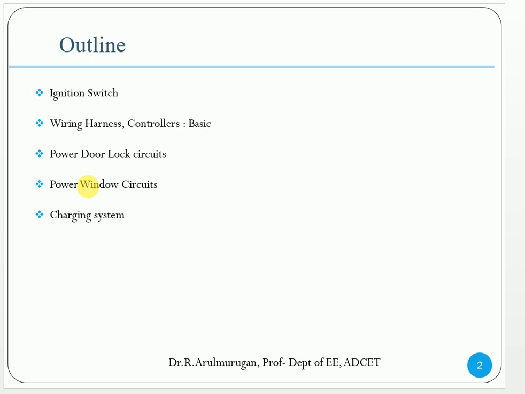That is replaced in recent days by the switch. When we press the switch, the window moves in the upward direction. When you press the switch the other way, the window moves in the downward direction. So there are two types of motion: one is upward motion, another is downward motion.